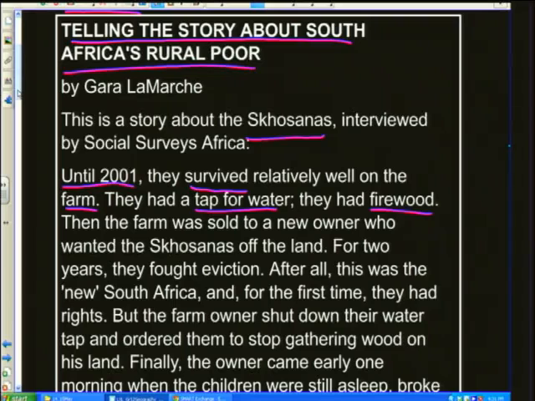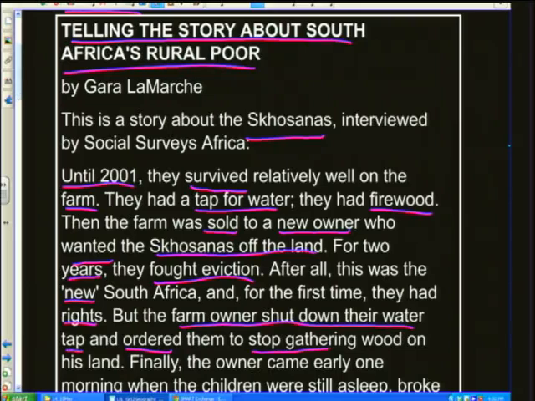Then the farm was sold to a new owner who wanted the Skosanas off the land. For 2 years, they fought eviction. After all, this was the new South Africa, free from apartheid supposedly. And for the first time, they had rights. But the farm owner shut down their water tap and ordered them to stop gathering wood on his land.